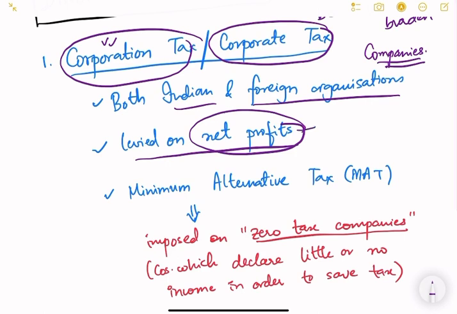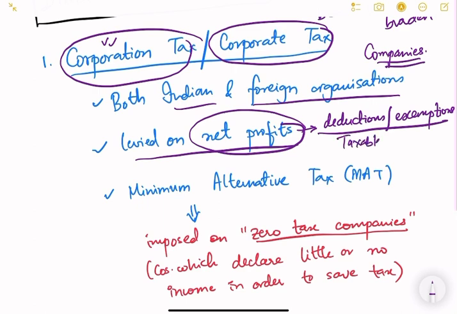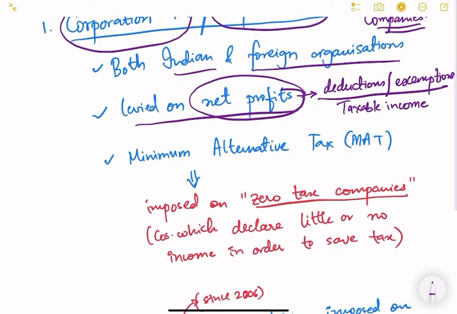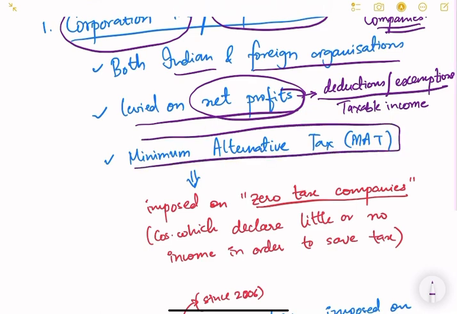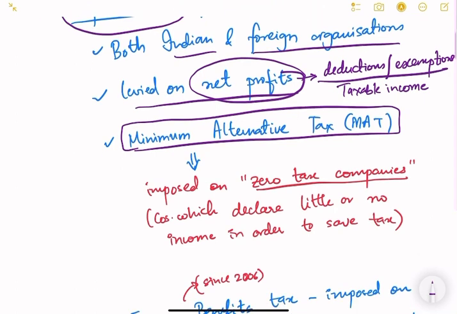So out of net profits also there are some deductions and exemptions. Okay, deductions and exemptions happen according to the Income Tax Act, and whatever is a taxable income, on that this corporate tax is levied. Then there is one more concept called minimum alternate tax. Minimum alternate tax basically is imposed on companies which are known as zero tax companies.